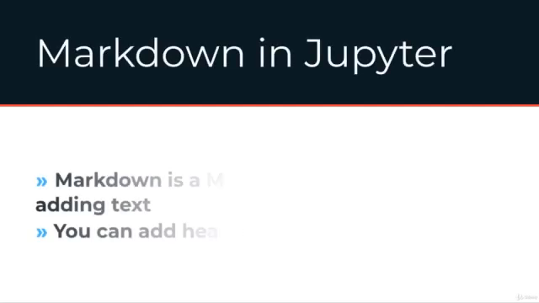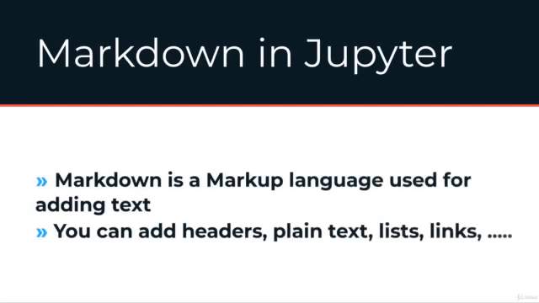Hi everyone, welcome to this lesson about the Markdown language inside the Jupyter Notebook. You can add Python code inside the Jupyter Notebook, and also you can add some text using the Markdown language. Markdown is a markup language used inside the Jupyter Notebook cells to add some text, to add headers, plain text, lists, links, and many more.